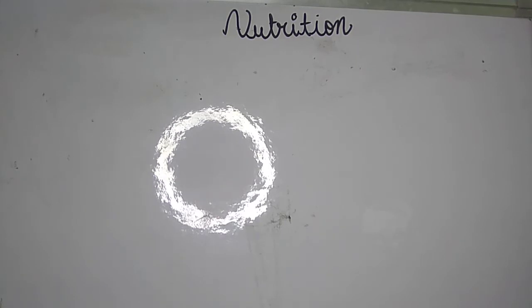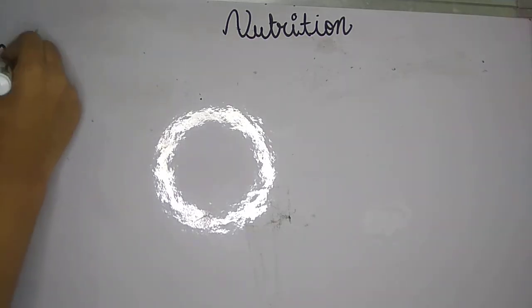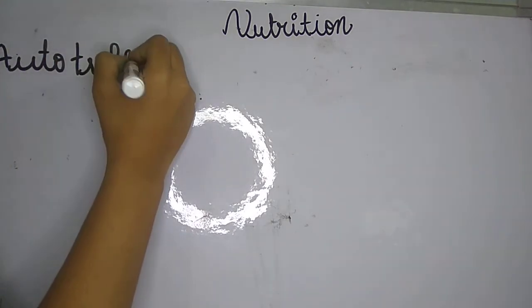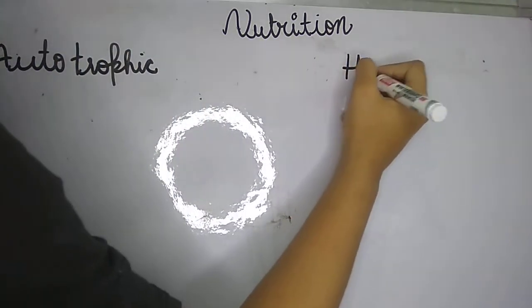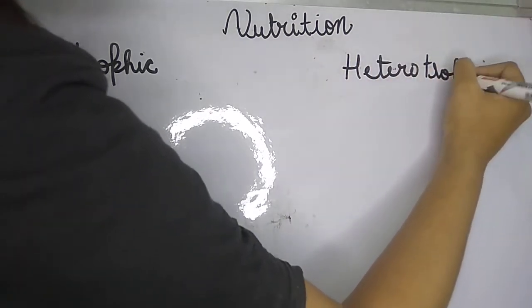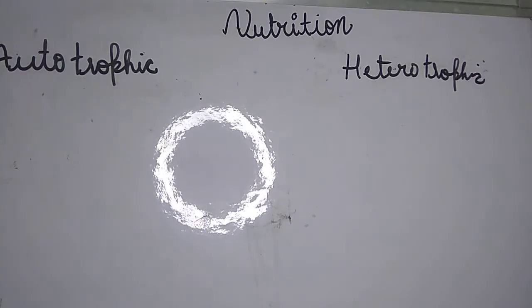So let's start with the topic. In class 10 we have studied that nutrition is of two types, autotrophic and heterotrophic. In autotrophic mode of nutrition, the organisms make their own food.